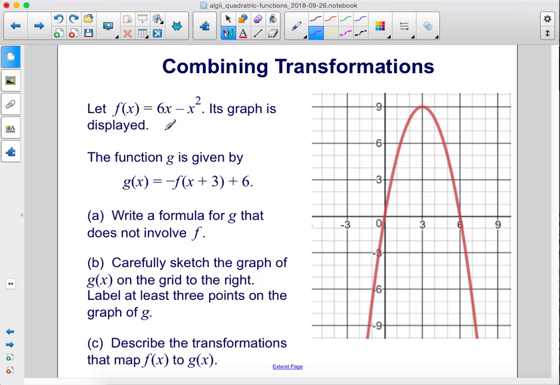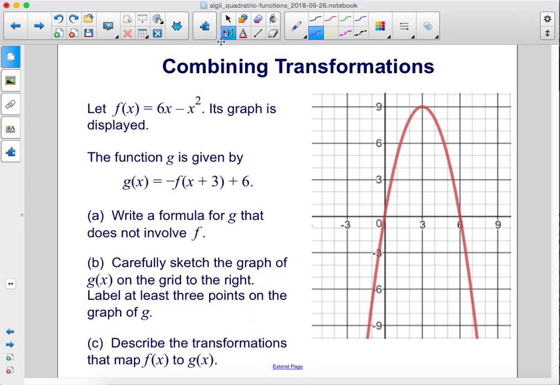Let f of x equal 6x minus x squared. Its graph is displayed. The function g is given by g of x equals negative f of (x plus 3) plus 6. Write a formula for g that does not involve f. Carefully sketch the graph of g of x on the grid to the right. Label at least 3 points on the graph of g. Describe the transformations that map f of x to g of x.